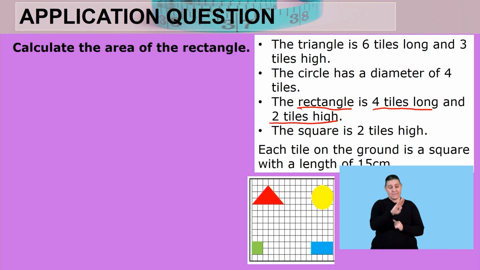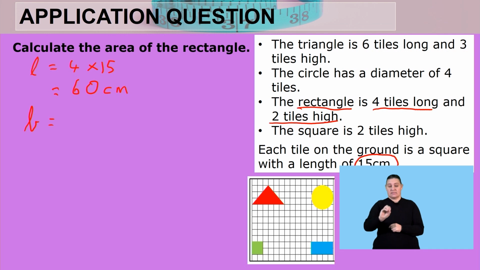So the formula for an area of a rectangle is length times breadth. And I've got these. I've got the length, which is 4 tiles long, multiplied again by the 15. There it is, in case we forgot where it was. All right, because remember, each tile measures 15. Right, so 4 times 15 will be 60. That again is in centimeters. Breadth, okay, that is 2 tiles long. 2 times 15, I get that to be 30 centimeters.